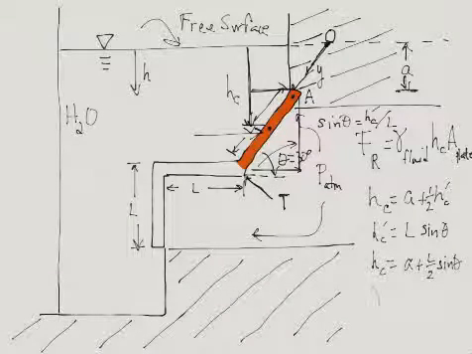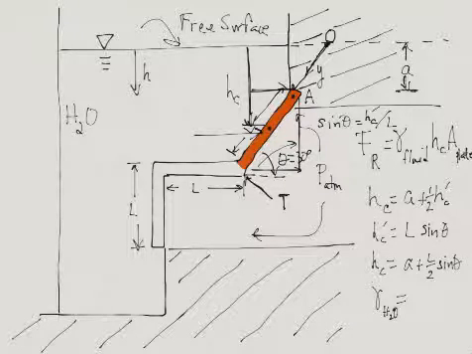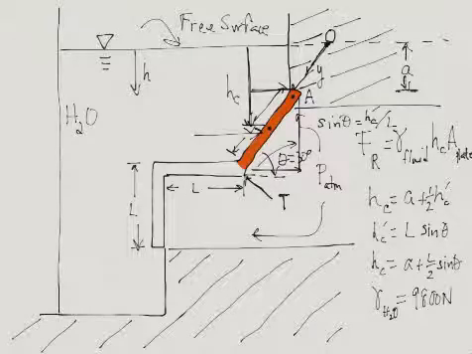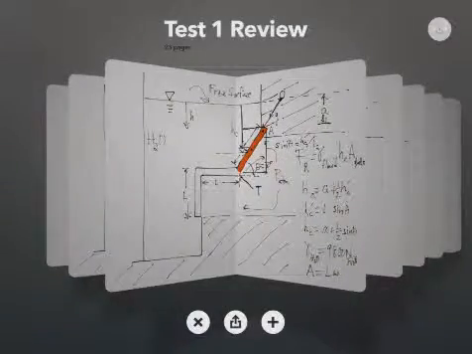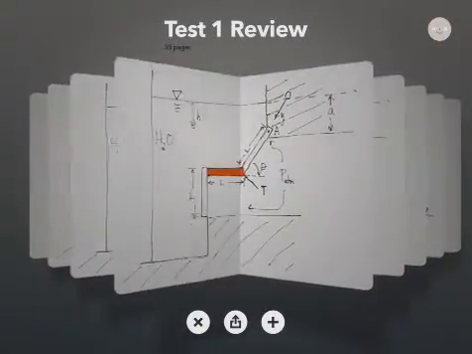Our fluid is water, so we're going to know what the specific weight is for that. That's 9,800 Newtons per meter cubed. And then we also know the area of the plate, because the plate is just the length times the width, and the width is 1 meter.